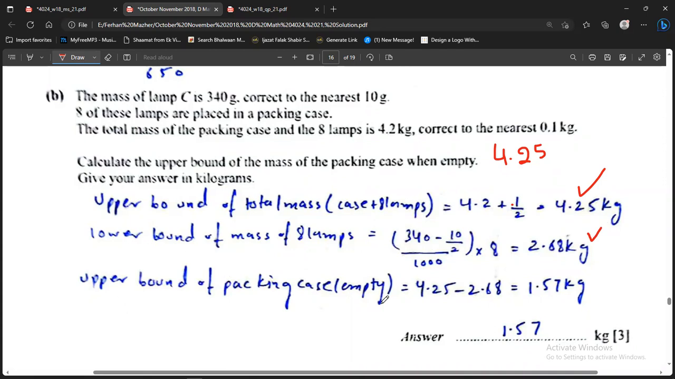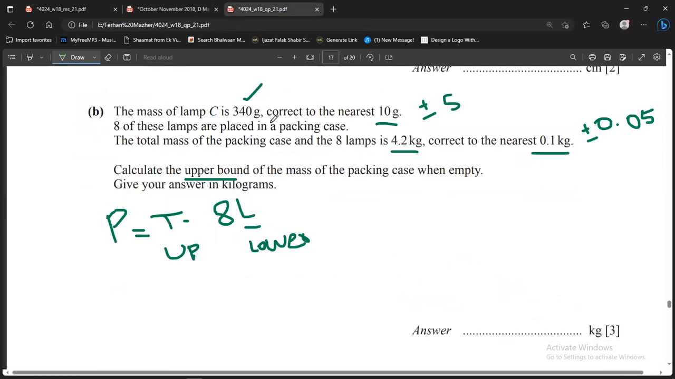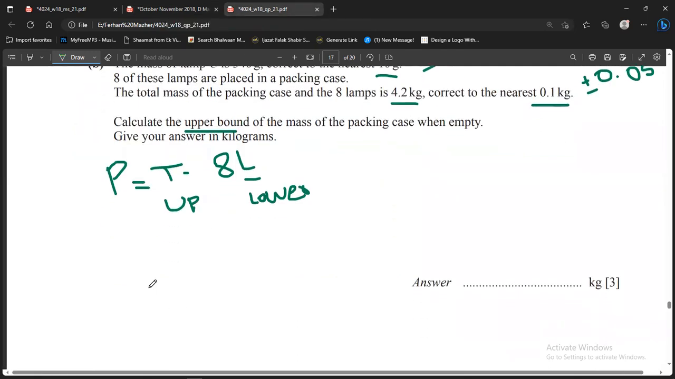And from the upper bound of the total mass, subtract the mass of the 8 lamps. So its upper value we have taken and its lower value we have taken. So 4.25 minus 2.68, you will get 1.57 kg. Okay, let's check. 1.57 is the right answer, sir. Okay, so this is how it is done.